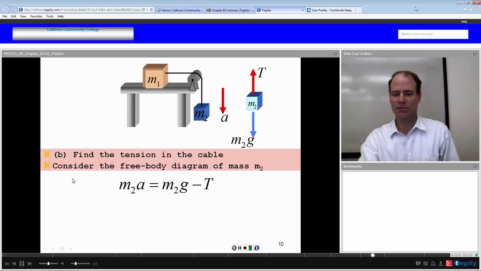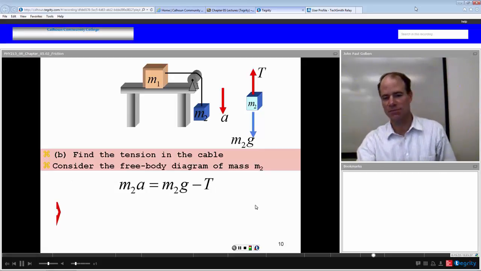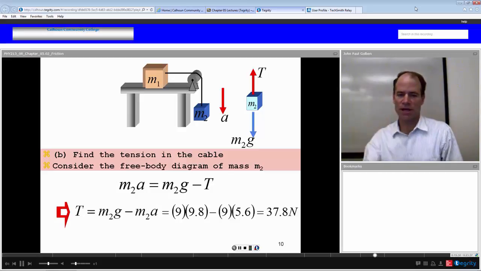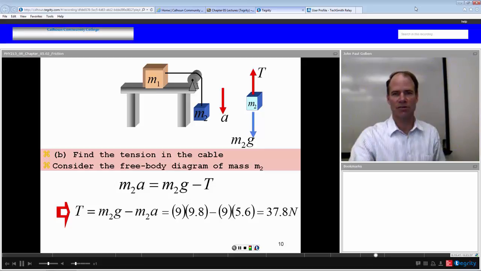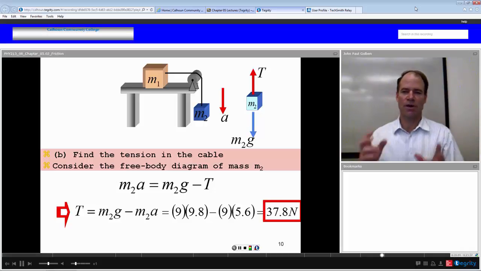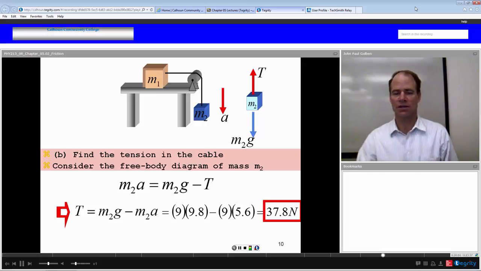And we're going to solve this for the tension, bring the tension over to the left, the m2a over to the right. So we have tension is equal to m2g minus m2a, 9 kilograms times 9.8 minus 9 kilograms times 5.6. The tension in our cord is 37.8 newtons. So by blobbing it together first, we were able to find the acceleration pretty quickly, and then we were able to find the tension pretty quickly by focusing in on one of the masses and doing a free body diagram of one of the masses, solving for the tension.